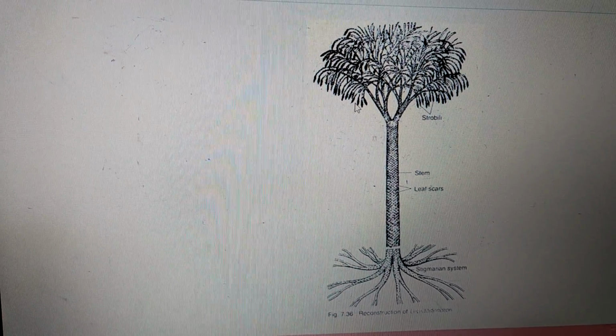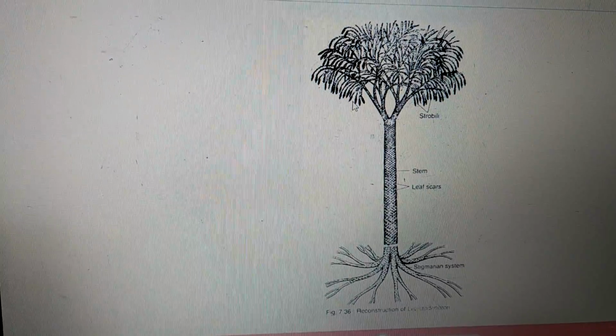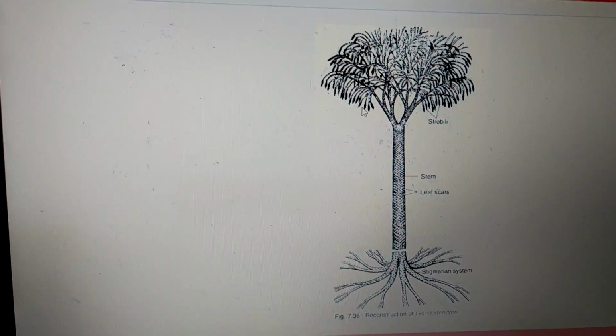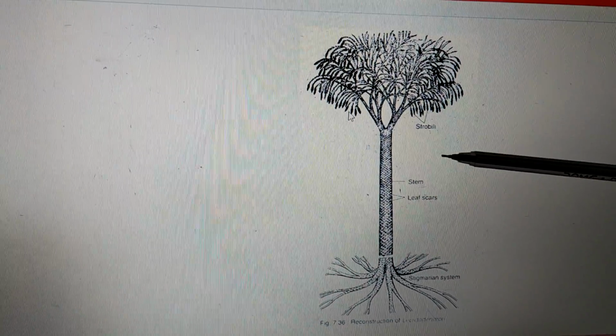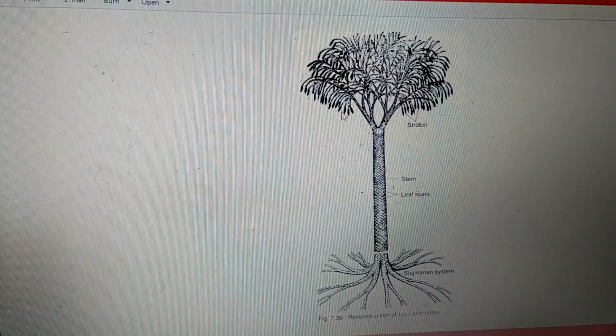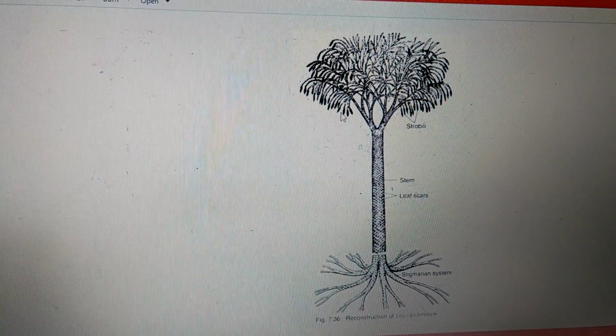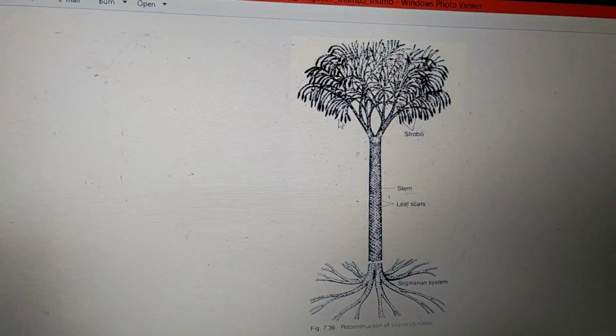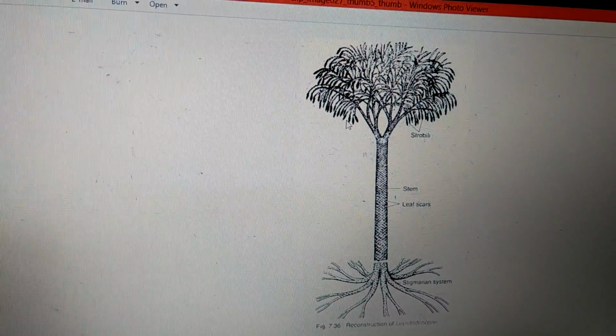In this session we'll be discussing the example of the fossil plant, and it will be Lepidodendron. So this is the image of Lepidodendron, how exactly it used to look like. Lepidodendron was a tree-like habit. The plant reached about 120 feet.